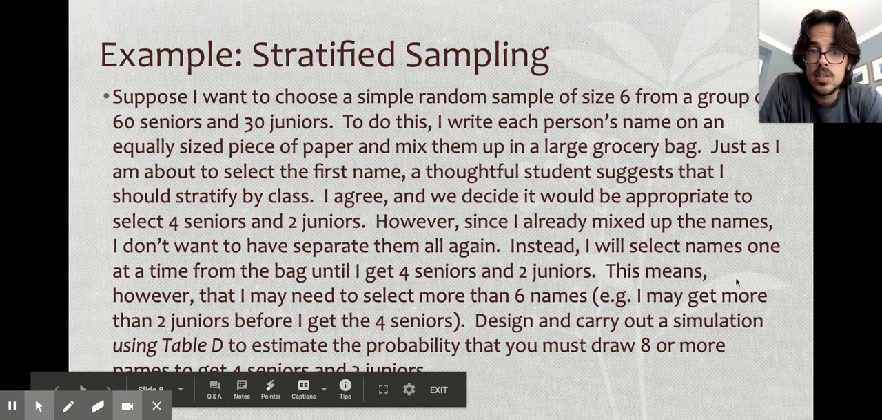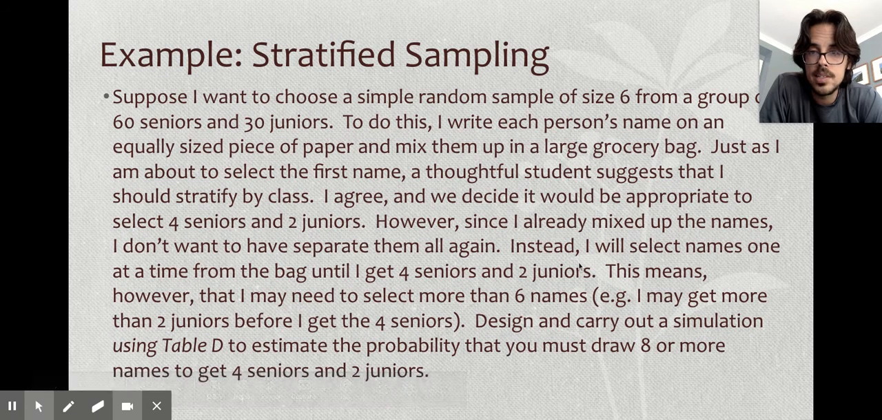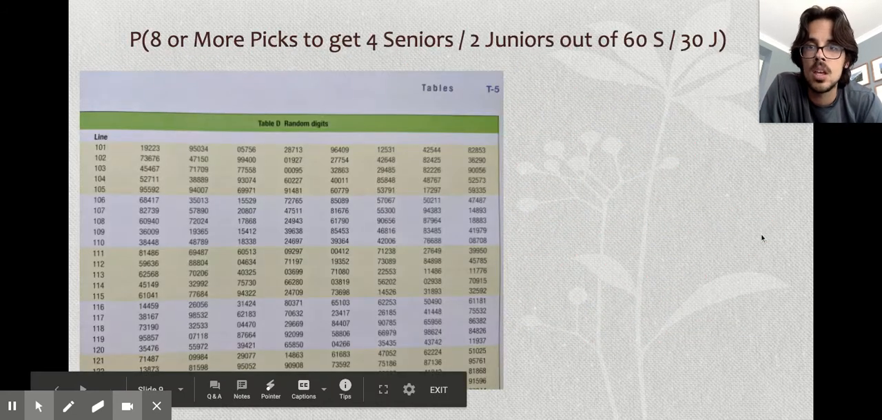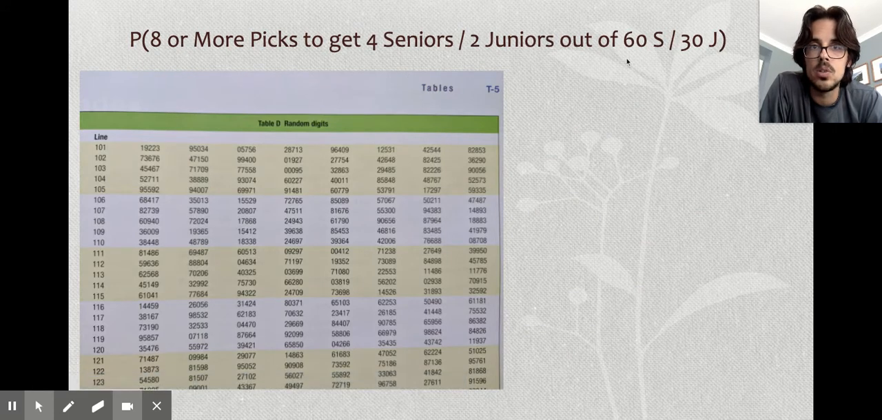So we are going to design a simulation using a table to estimate the probability that it must take 8 or more names to get 4 seniors, 2 juniors. So I'm going to show you how this process works, but we're not actually going to do a ton of trials with this here. That's the basic setup. So I need 8 or more picks is the probability I care about to get 4 seniors, 2 juniors. So I'm not writing out the full thing. Let's just talk labels and what I would need to do.